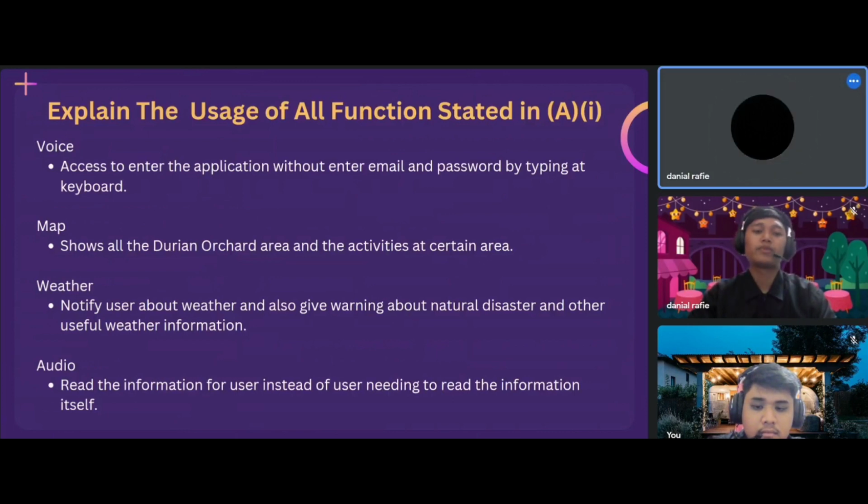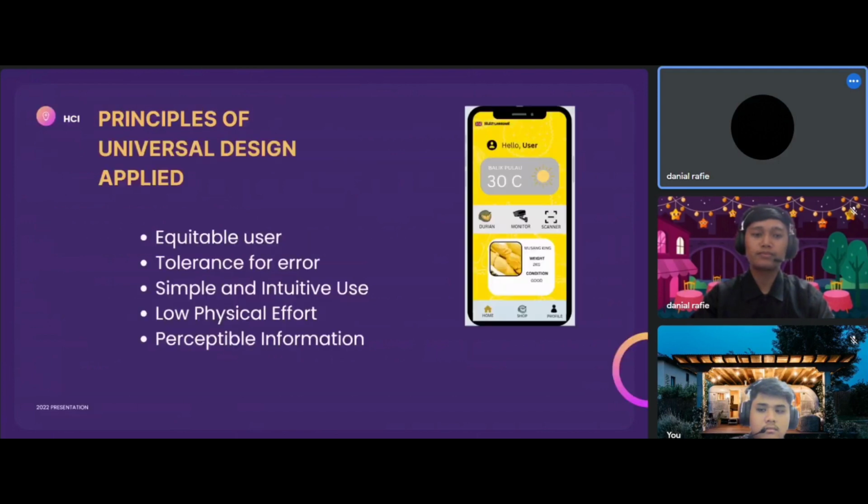Next, map. It shows all the durian orchard area and the activities at certain area. The weather, notify user about weather and also give warning about natural disaster and other useful weather information. And lastly, audio. Audio, it can read the information for user instead of user needing to read the information itself. So next, I'm gonna pass it to Haris.